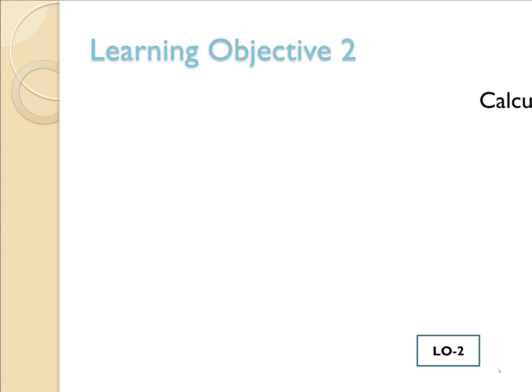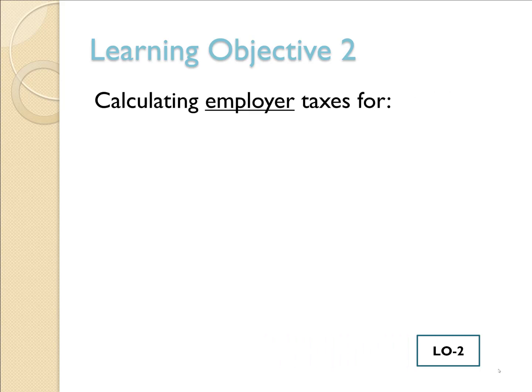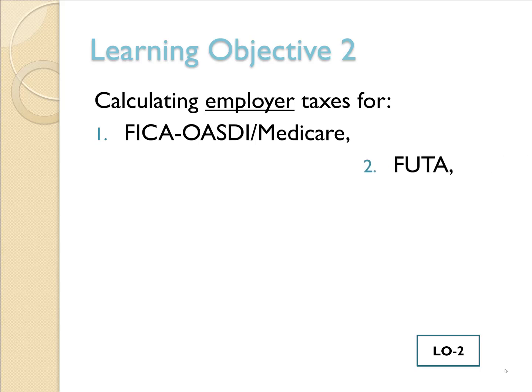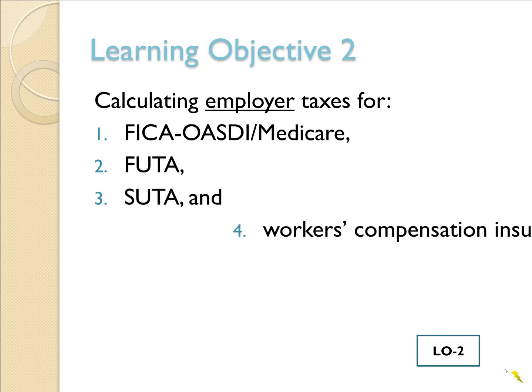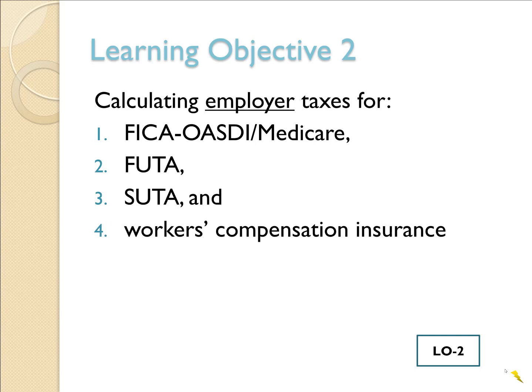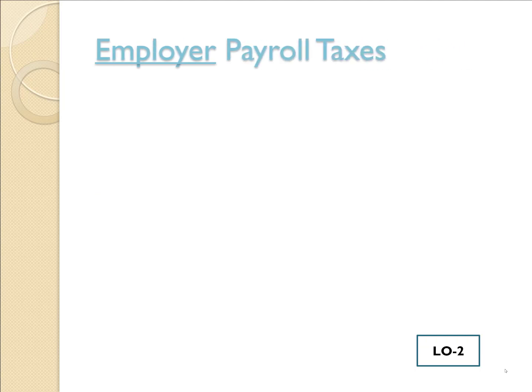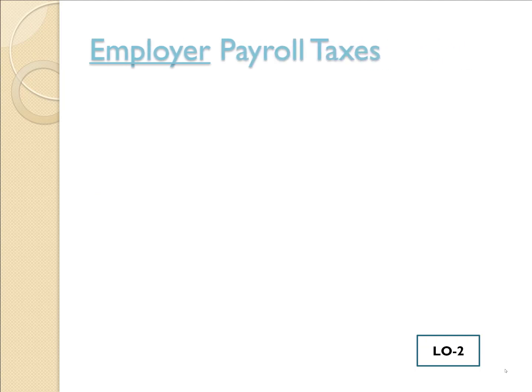The next learning objective is to calculate the employer taxes for payroll. So the employer taxes include OASDI and Medicare, just like the employees pay, FUTA, which is federal unemployment, SUTA, which is state unemployment, and then workers' compensation, also called workers' comp.